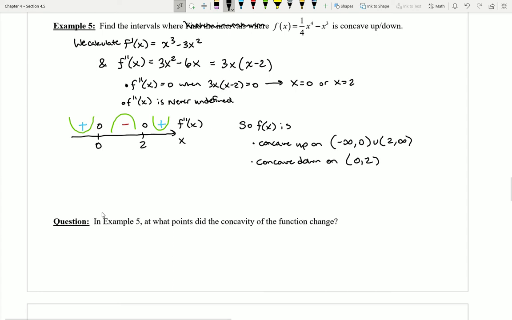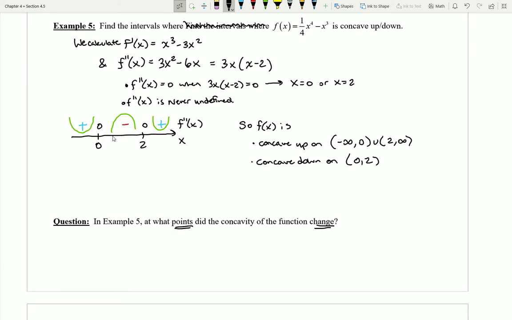Well, now let's take a look at the question that followed example 5. In this last example that we did, at what points in this question did the concavity of the function actually change? When did I change from being concave up to concave down and vice versa? Well, what we can see is that if we're looking for points, of course we're looking for x comma y's, right? We're looking for the actual points on the graph.